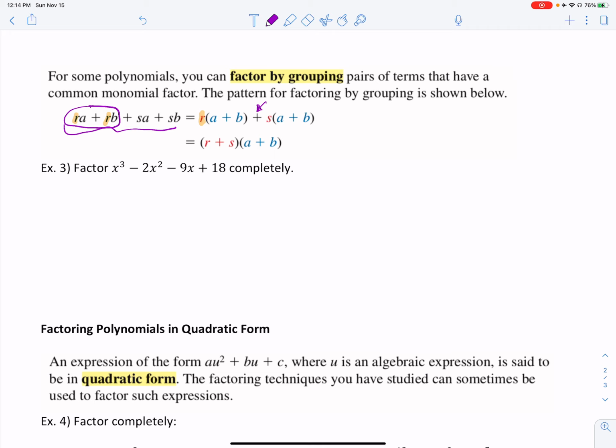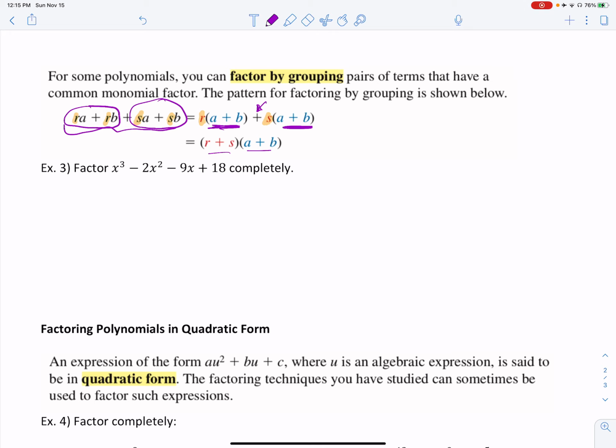And then you go to the last two terms and you notice that they have a common factor, in this case, of s. So you pull out the s from those two terms. And it will work by factoring by grouping if the two binomials left over match and are identical. It doesn't work if they are not identical. And then basically what you're doing is you're factoring out the a plus b and taking it out, and that leaves r plus s out in front. So let's look at this.